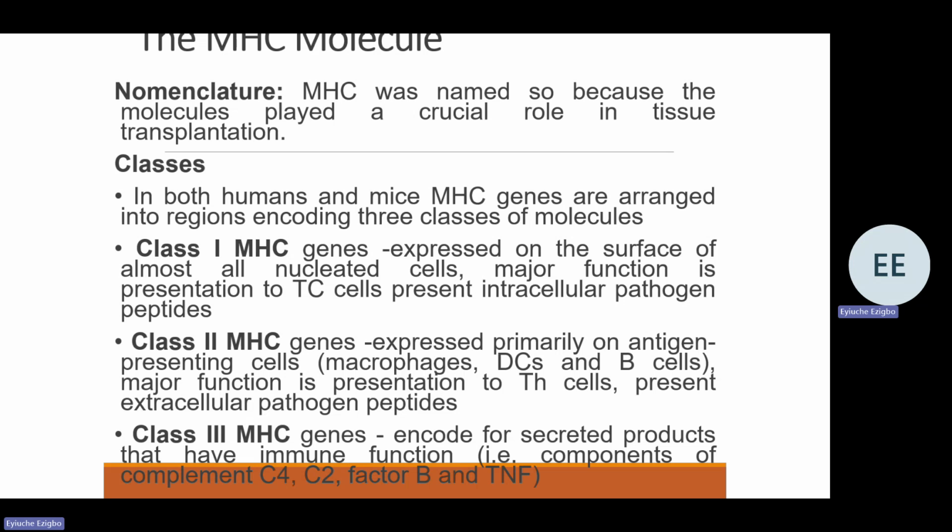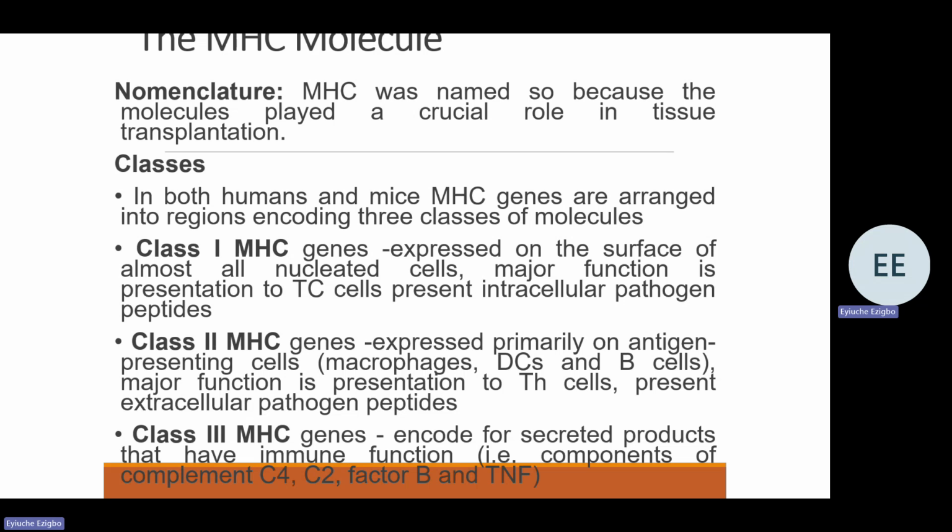In both humans and mice, the MHC genes are arranged into regions encoding three classes of molecules. We have the class 1 MHC genes. These are expressed on the surface of almost all nucleated cells. Their major function is presentation of intracellular pathogens, or peptides, to T cytotoxic cells.